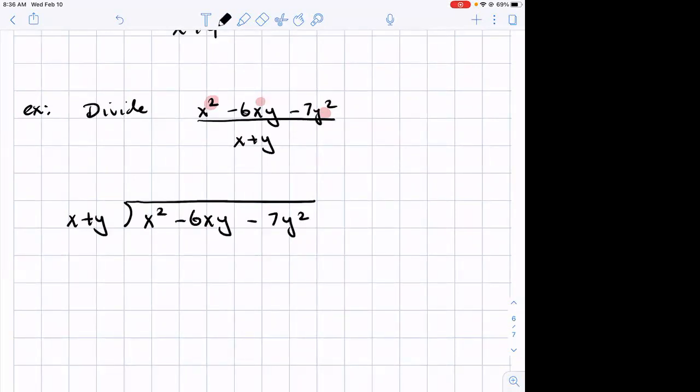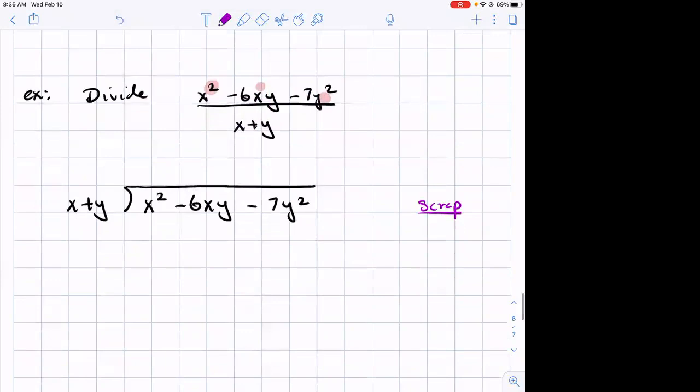So x plus y, that's my divisor, and x squared minus 6xy minus 7y squared. Okay. And we do our scrap. So the first term on the inside is x squared, and the first term on the outside is x. And x squared divided by x is x to the 1 power. So I write it above the term with the x to the 1 power. So I will put it right here.